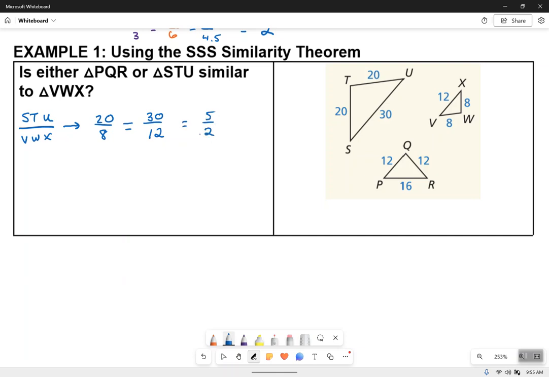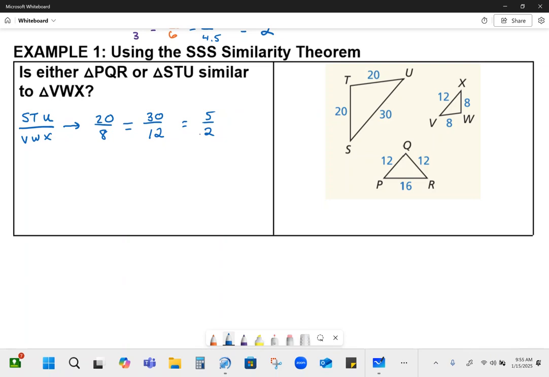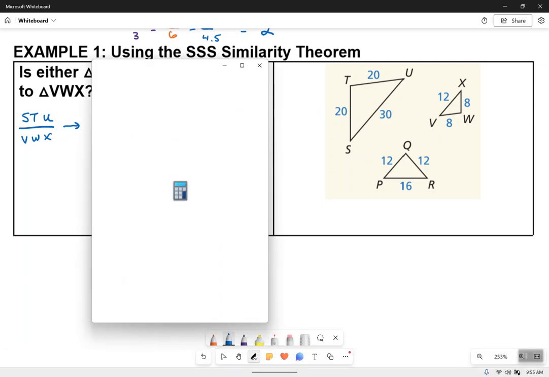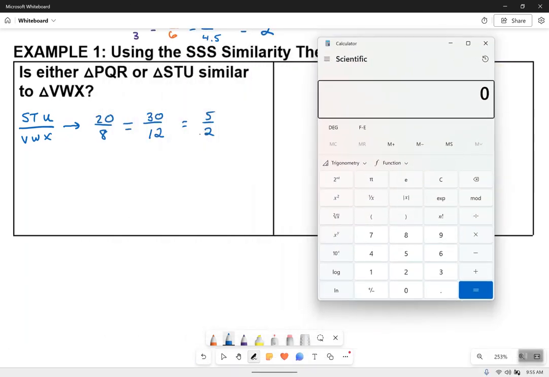Now, if you don't like reducing fractions, another suggestion, just divide them out, okay? If I jump into my calculator, if I do 20 divided by 8, you really get 2.5 to 1, don't you? If I do 30 divided by 12, I get 2.5. Okay? Are they the same ratio?